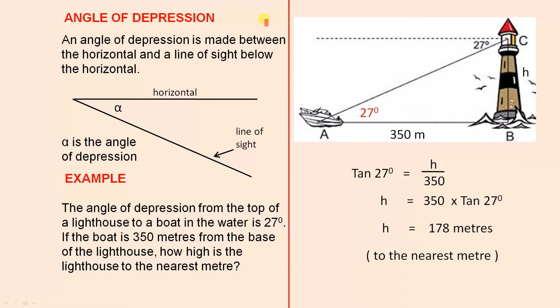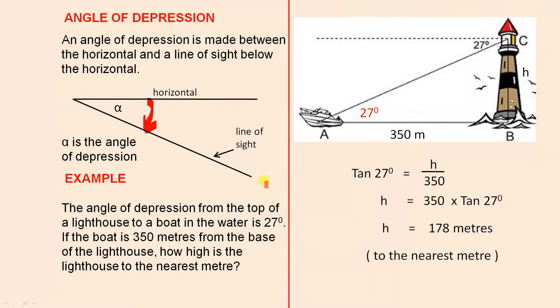Angle of depression. An angle of depression is made between the horizontal and a line of sight below the horizontal. So there's your horizontal, there's your line of sight below the horizontal. Depression means down, so you measure down from the horizontal, and there is your angle of depression. So alpha is the angle of depression.